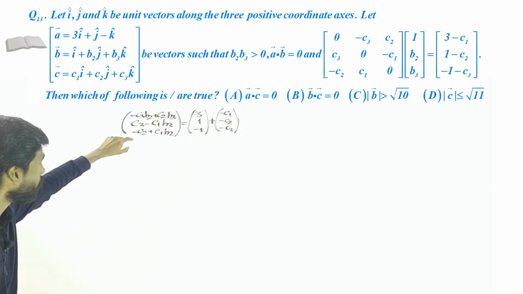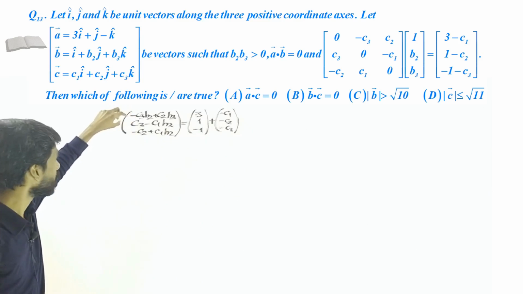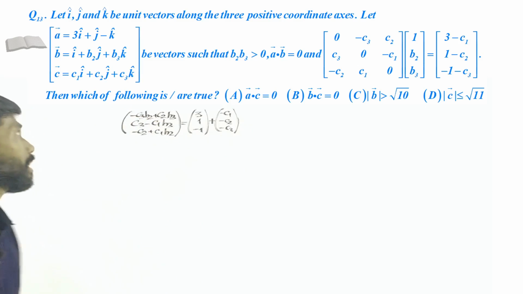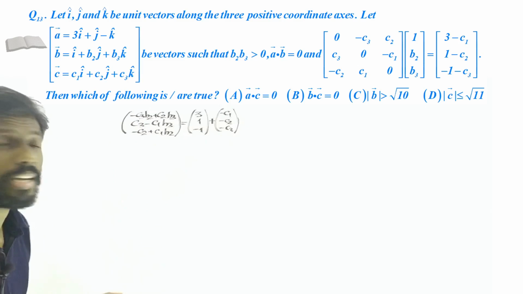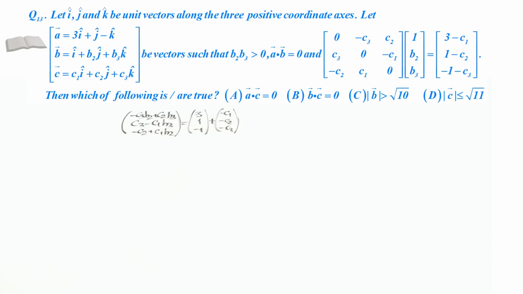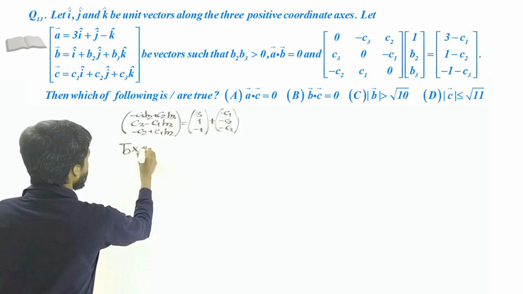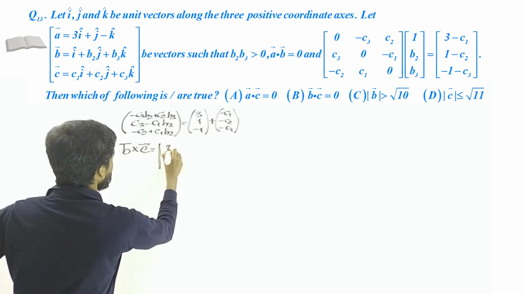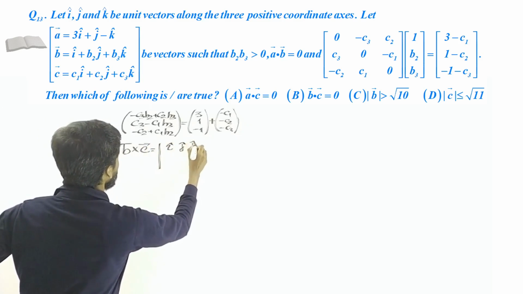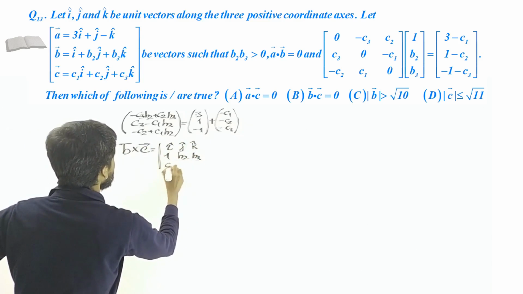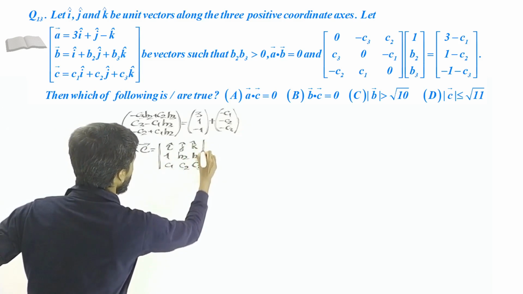Now it's important to observe what this is. This c3b2 plus c2b3, and similarly this one. That is nothing but the cross product, right? That is the cross product of B and C. So what is B cross C? Let us find B cross C. B cross C is i cap, j cap, k cap, and the B vector is b1, b2, b3, and then c1, c2, c3. So what is this cross product?